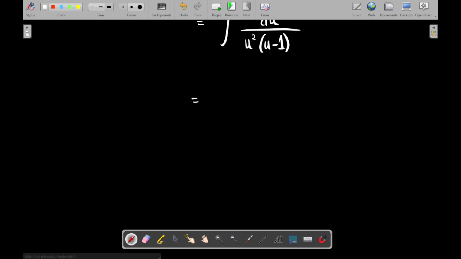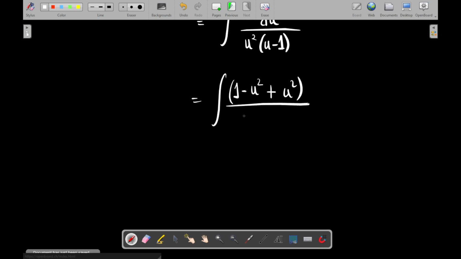So if we do a u square minus 1, or 1 minus u square plus u square here, and in the denominator we keep it as it is for the time being. Let us see what happens here. By doing some terms of partial fraction, let us see if we can cancel a few terms or not.